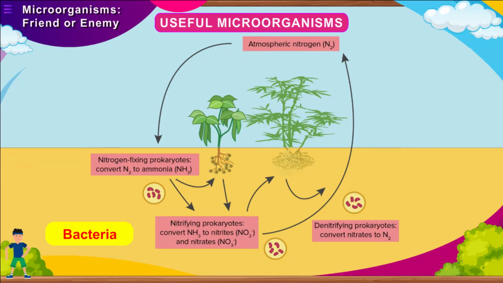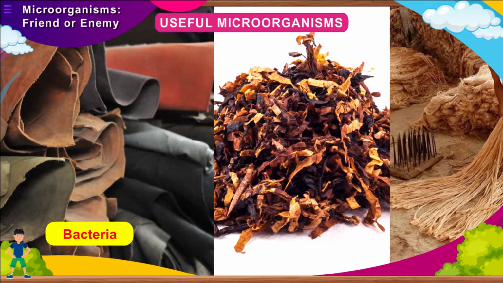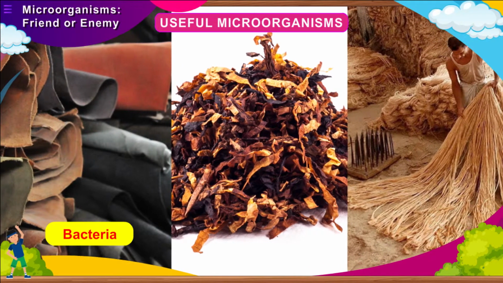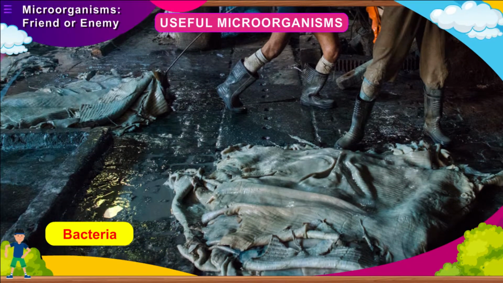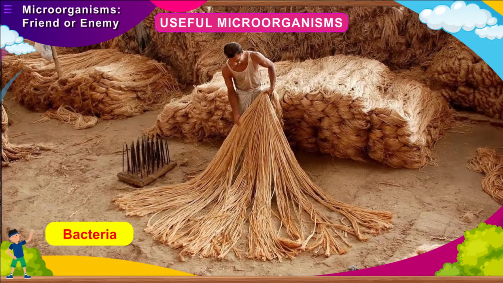Nitrogen-fixing rhizobium bacteria fix the nitrogen from air into the soil. It is used by legumes in the synthesis of proteins. Bacteria are used in leather, jute, and tobacco industries. The hide of animals is cleaned in tanneries to obtain leather. In the jute industry, jute fibers are separated with the help of bacteria.